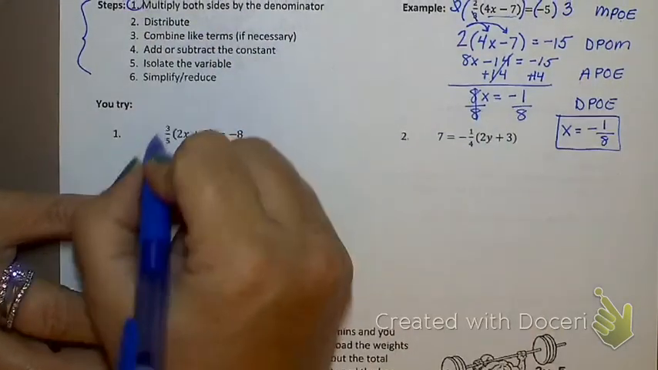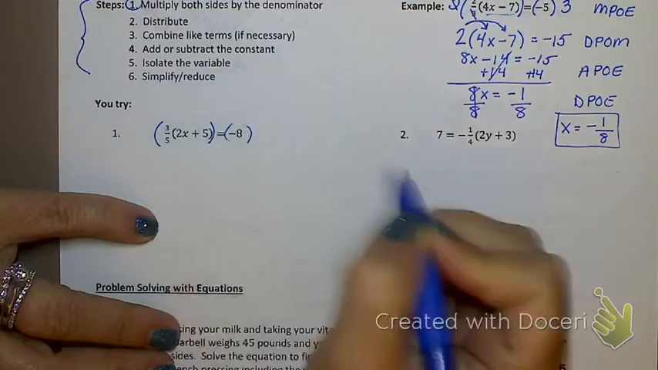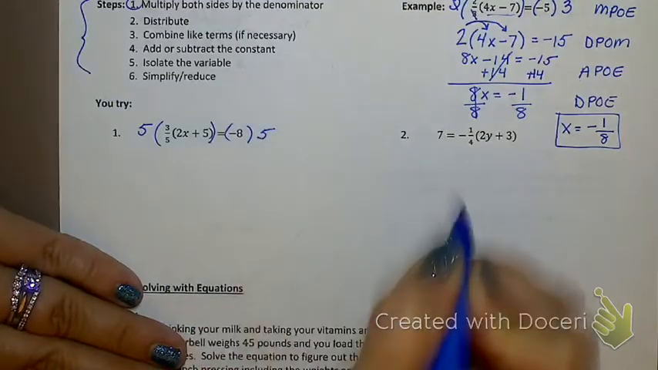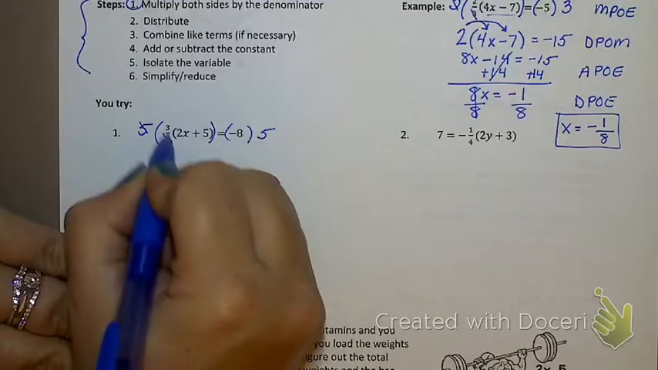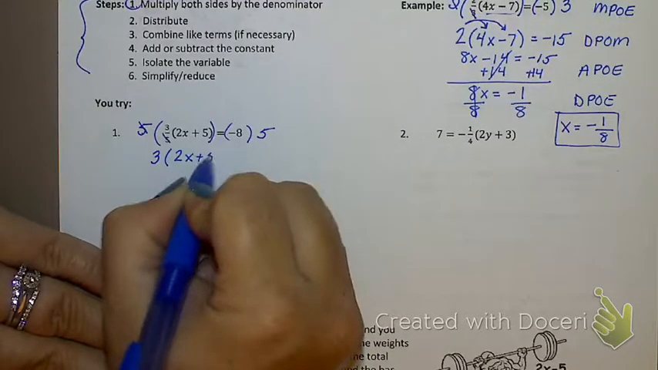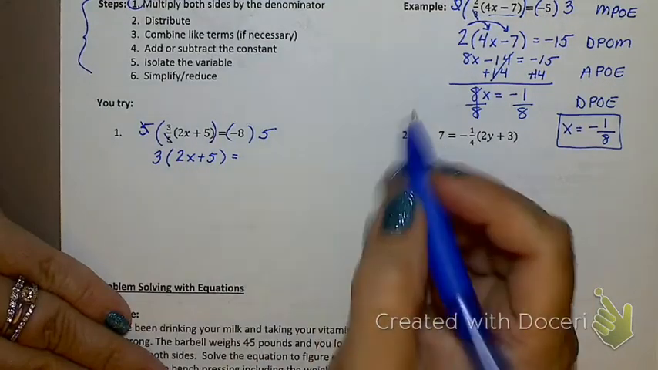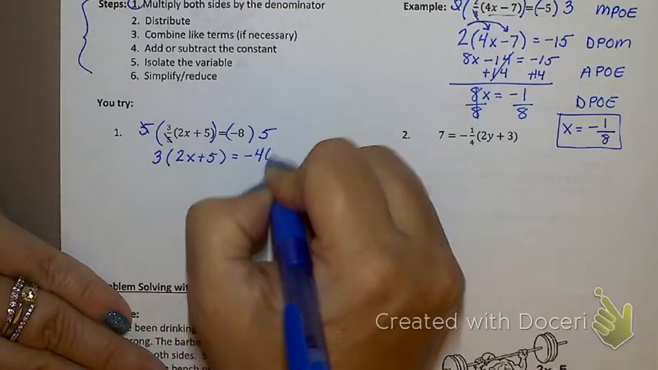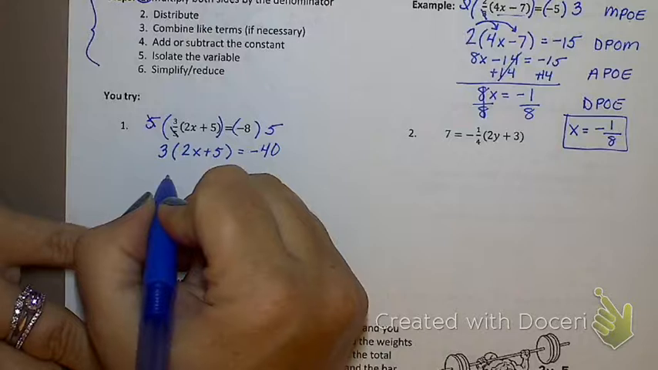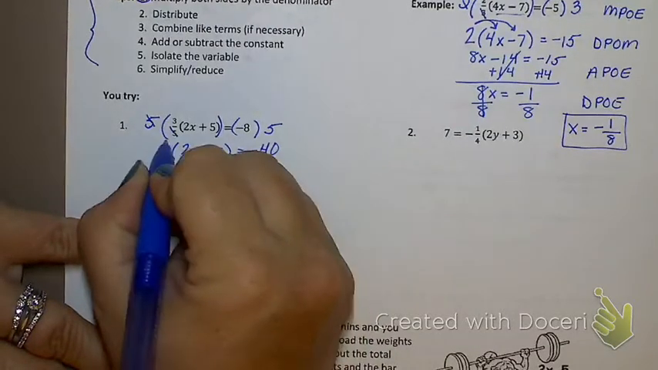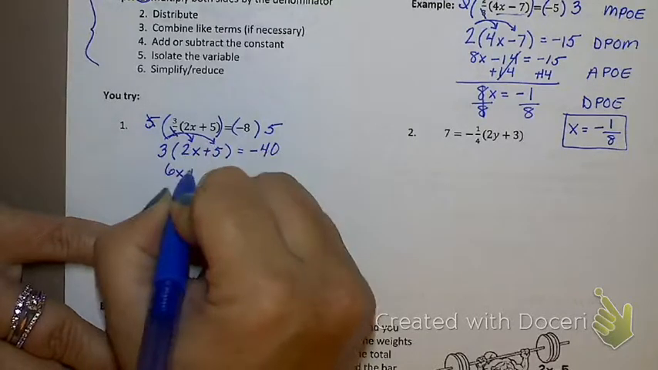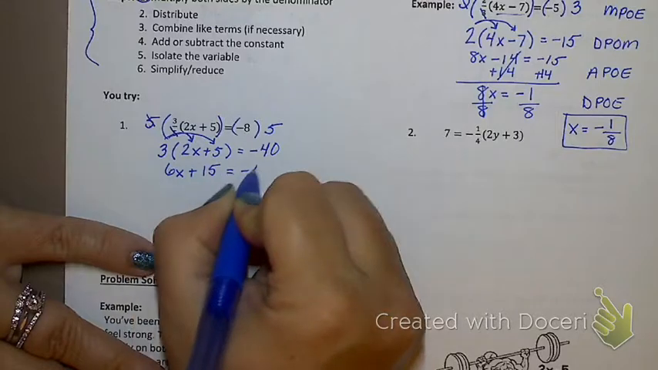Multiply both sides by the denominator. So here's one side, here's another side. What am I multiplying by? 5. The 5 is going to cancel there because 5 times 3/5 is just 3. And then I have 2x plus 5 equals what? Negative 40. What next? Distribute. What am I distributing? 3 times 2x is, and 3 times 5 is 15. What next?